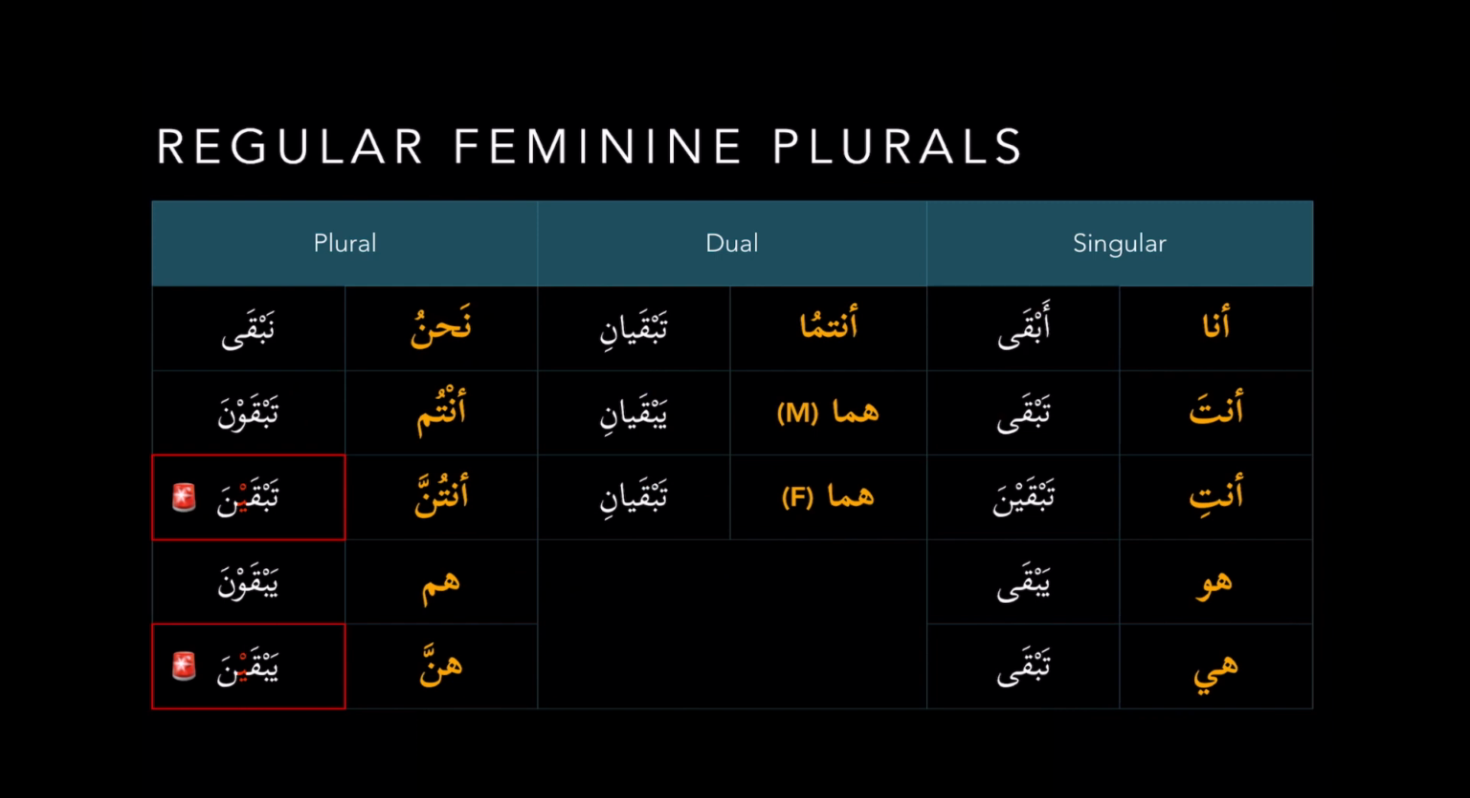Lastly, the regular feminine plurals exhibit the same behavior as the duals did. Basically, the alif maksura got shoved in the center of the word, and so it transformed itself back to a ya. And so here we have أنتن تبقين and هن يبقين.